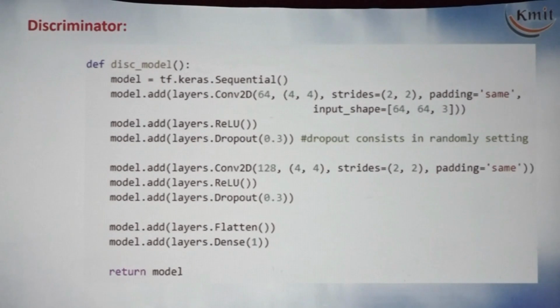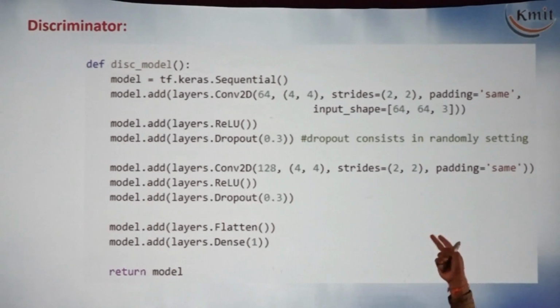And then the discriminator model. See, what is the discriminator? What is it taking? What is the input shape? This input shape I am giving is 64, 64, 3. What does this mean? 64, 64, 3 is the input shape for the discriminator.